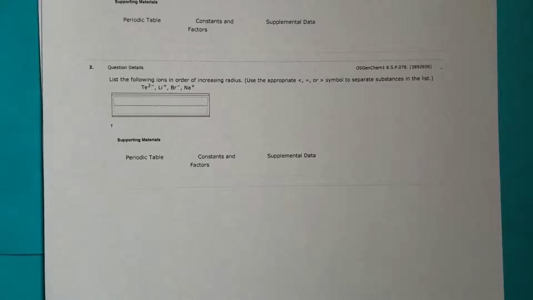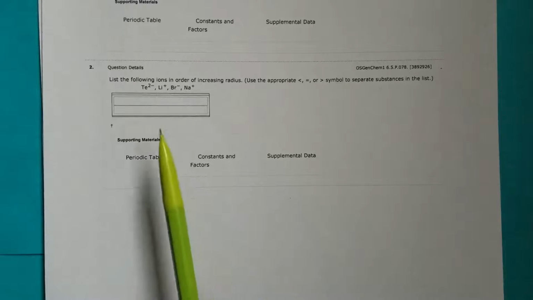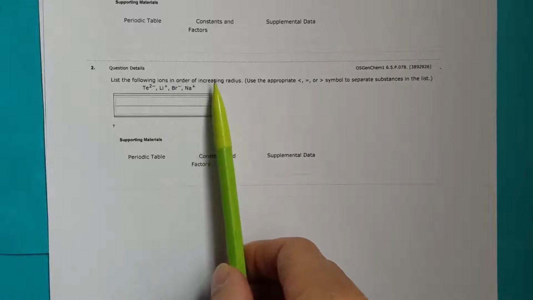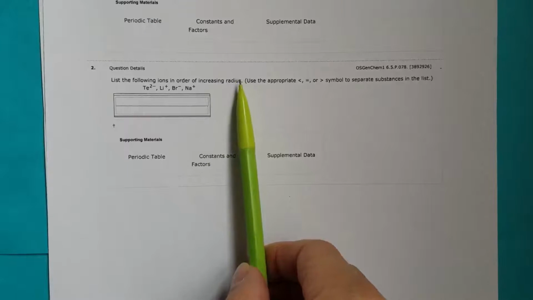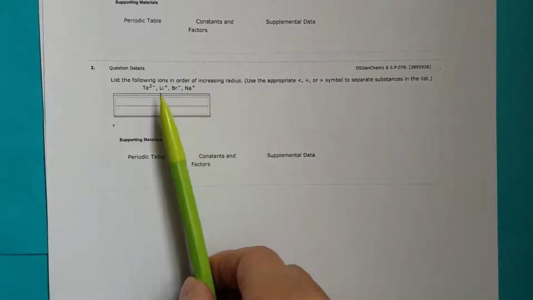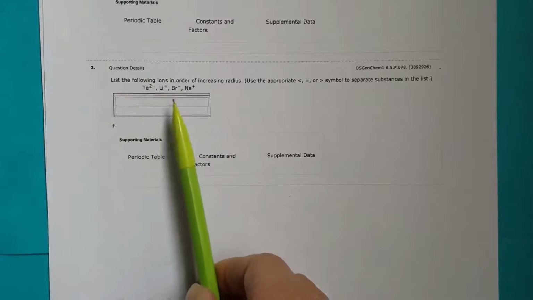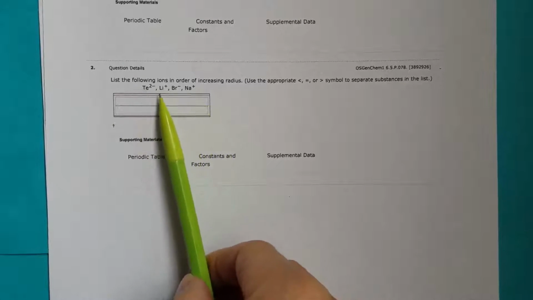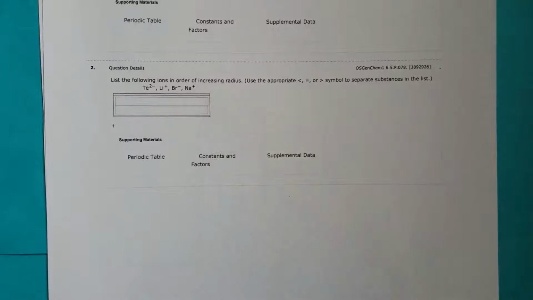This is chapter 6, periodic properties, homework problem number 2. List the following ions in order of increasing radius, so the smallest one on the left, and then the largest one on the right. And we have those 4 ions.